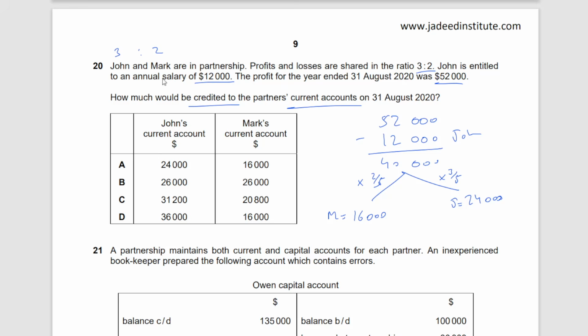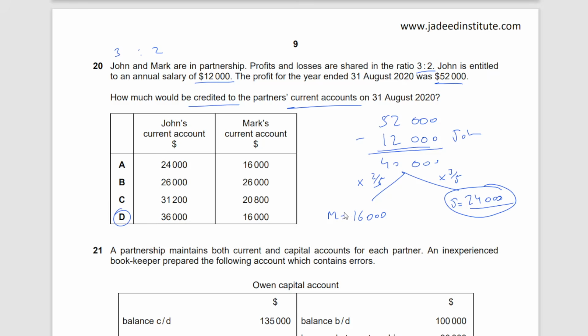Confirm your answer makes sense. John has a high ratio, higher amount, makes sense. So John got 12,000 and also got 24,000. That's 24 plus 12, 36. That goes to John. There's only one option. And 16 goes to Mark. If you add it all up, it will add up to the total profit.